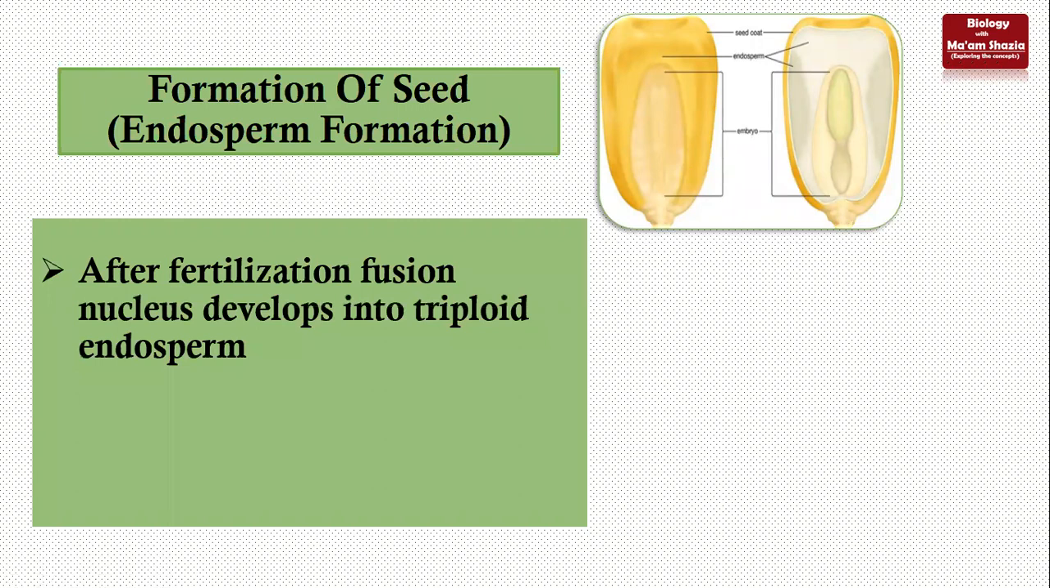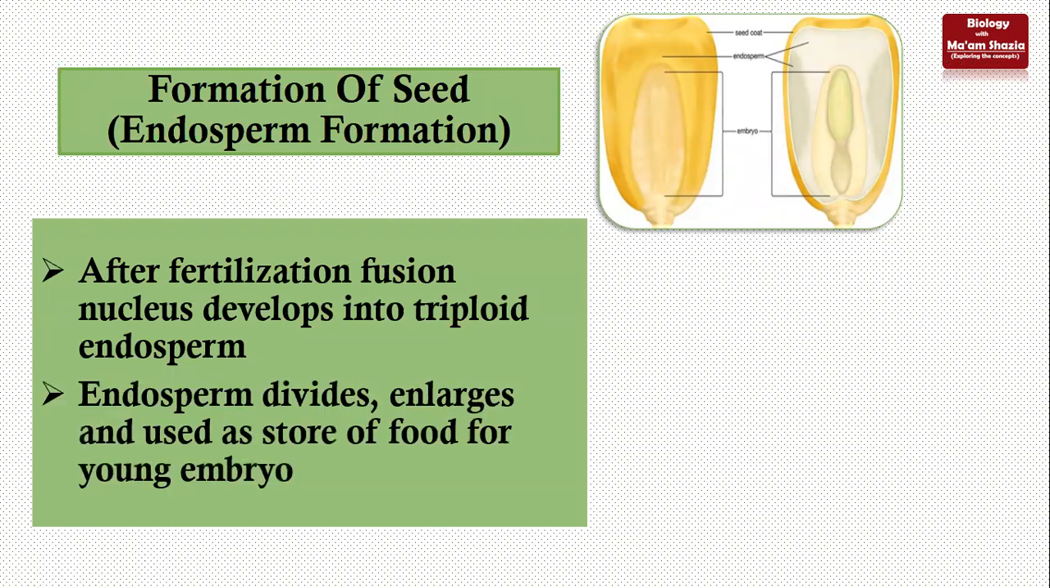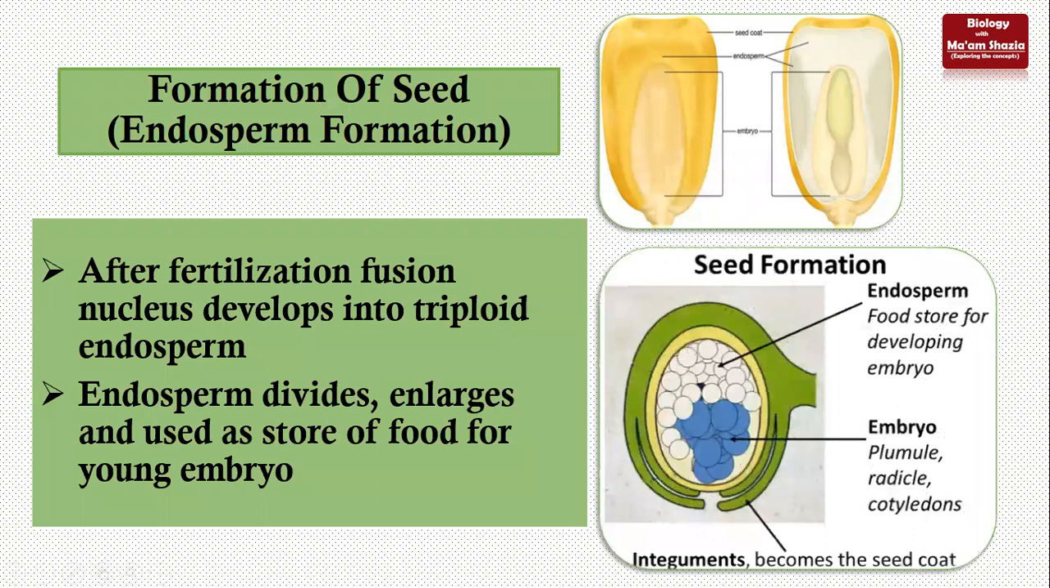After fertilization, the fusion nucleus develops into triploid endosperm, and the endosperm divides and enlarges, and is used as a store of food for the young embryo. Whenever the seed gets favorable conditions when you sow it, it will use the endosperm until it has developed its own green part of the plant body. Now that blue colored structure is the embryo, and that white colored structure is basically the endosperm.